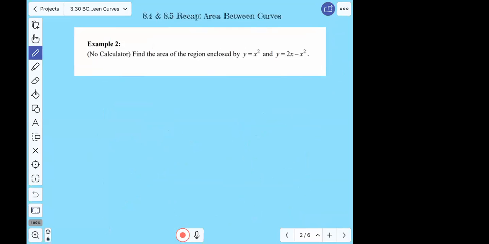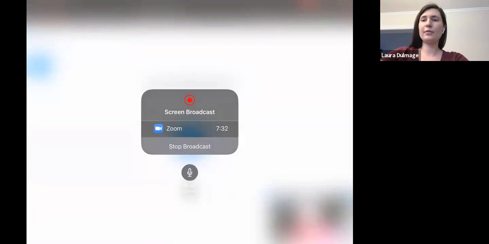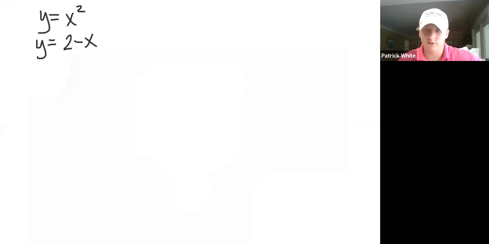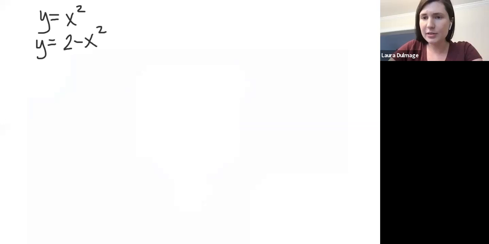So let's do this one. I'm actually going to take it to the whiteboard on the Zoom app real quick. So it's x squared and 2x minus x squared. Okay, this is something cool that I can do. Was it just 2 minus x squared? 2x minus x squared. Oh, 2x. Okay, one second.